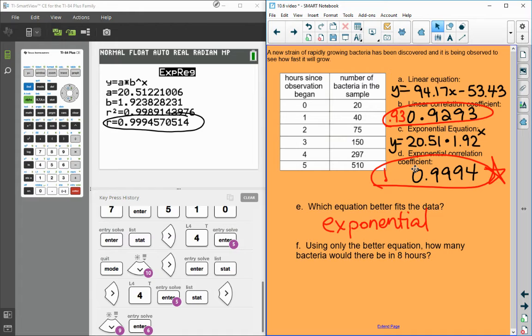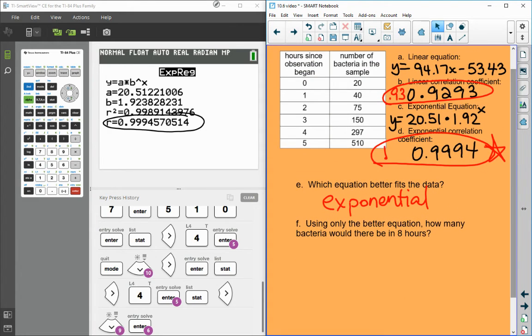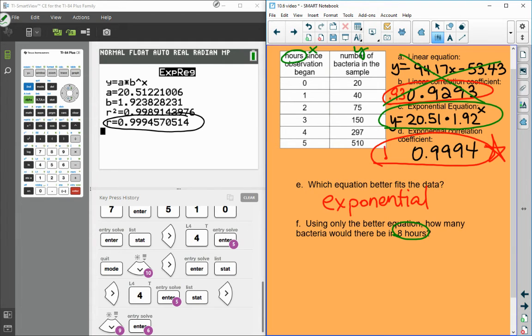Okay, and then it says, use that line. Now that it says down here, using only the better equation, what that means is I'm going to ignore my linear one. This is the one that makes a difference. It says how many bacteria would there be in 8 hours? So hours. First I have to decide, is that x or is that y? Well, hours is my x, this is my y. So that means I'm going to plug 8 in for x.